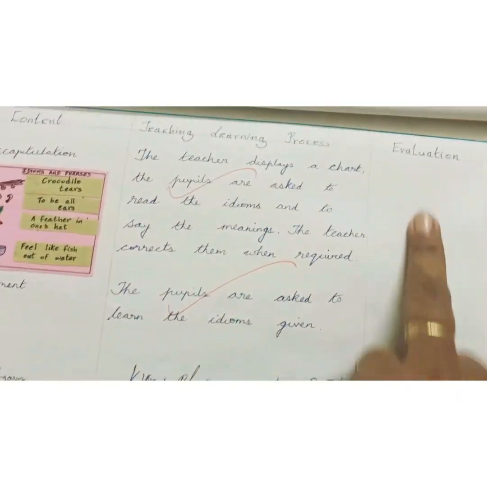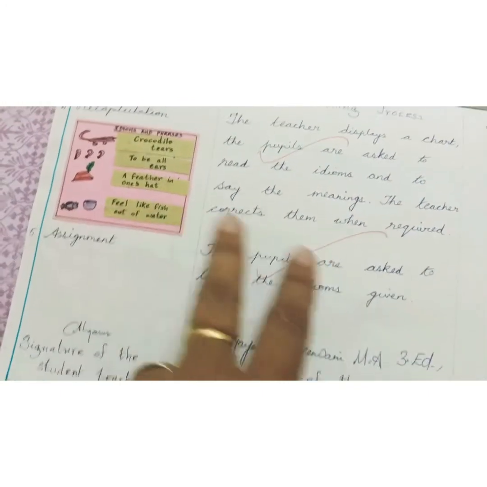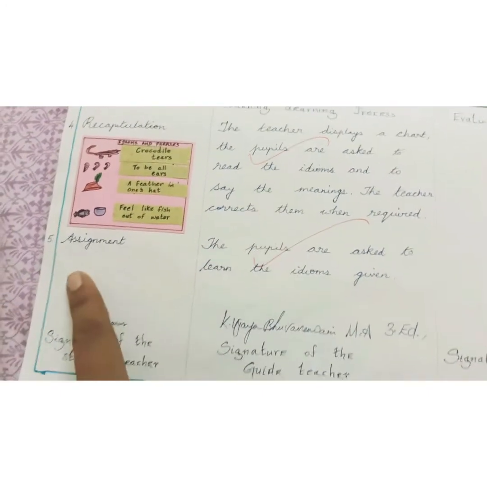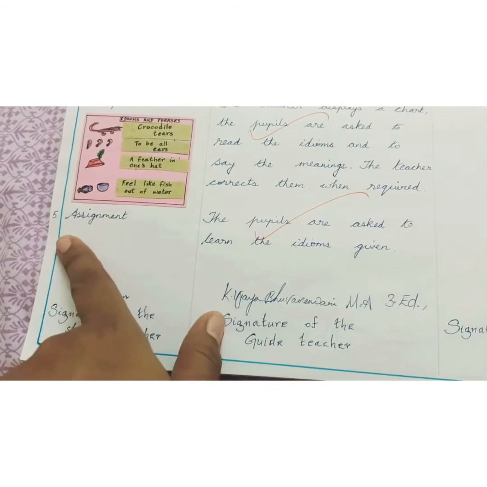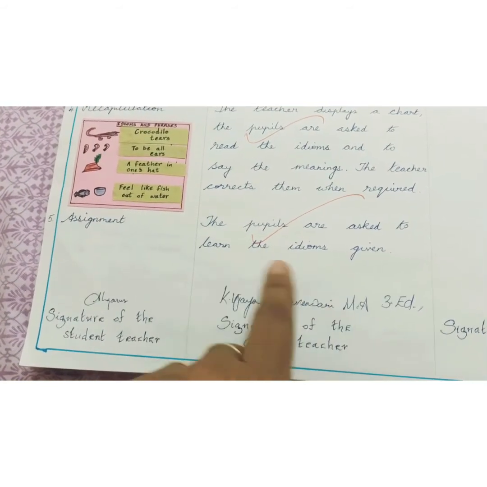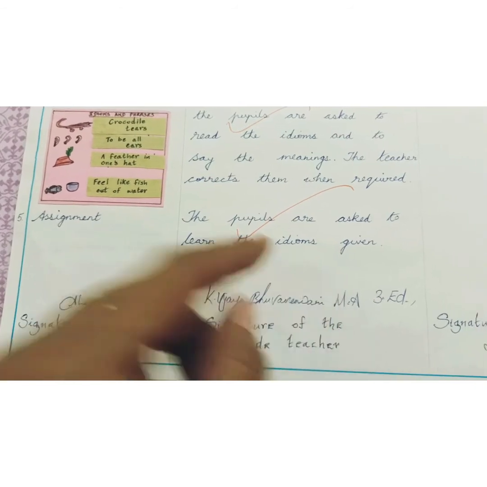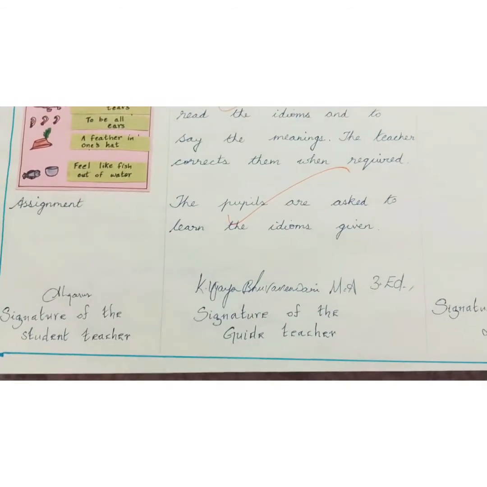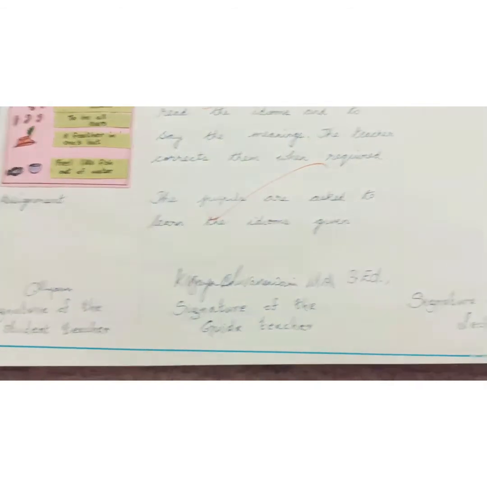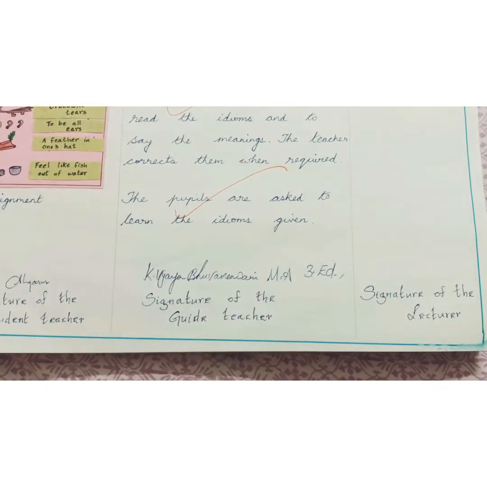So evaluation, I did not ask any question because I was giving the recap. And next is assignment, the last step. The pupils are asked to learn the idioms given. And then you have the signature of the student teacher, signature of the guide teacher, and signature of the lecturer.